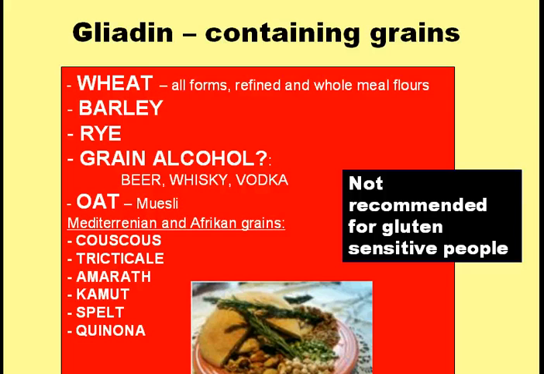What are the gliadin containing grains? These are wheat, in all forms, even if it's refined or wholemeal flour. Everything which is made out of wheat flour will contain that. Barley, rye, and grain alcohols, all of them, so beer, whiskey and vodka will contain that. Oats are basically the most tolerable one, so if people are off gluten for a few years, they will possibly be able to eat oats as the first grain. And all the Mediterranean and African grains, couscous, triticale, amaranth, kamut, spelt, and quinoa, do contain gliadin.